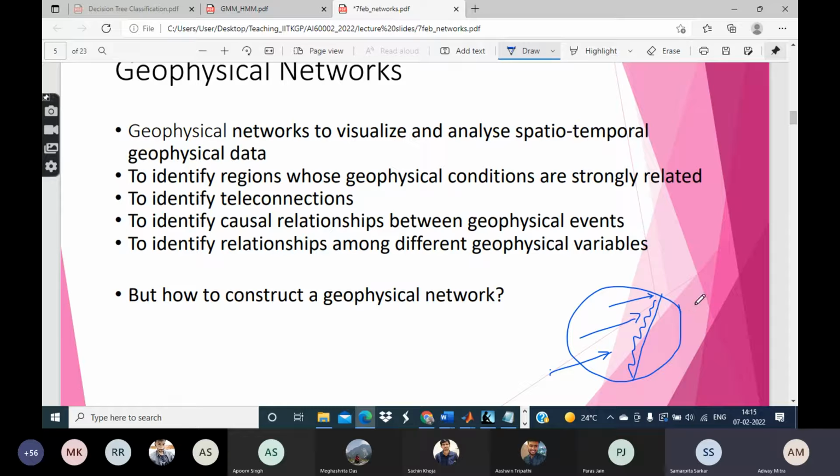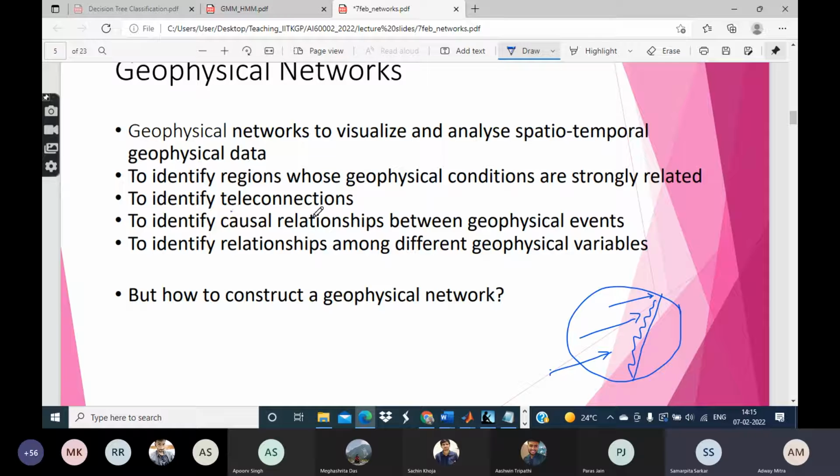Okay. So now suppose I do not know about the presence of the mountain earlier, but I only have the measurements of different weather variables at different places. Based on that, I may want to identify that this is one region of one kind and this is another sub-region of a different kind of weather. One way to do these kinds of things is with the help of networks. And another is to identify teleconnections.